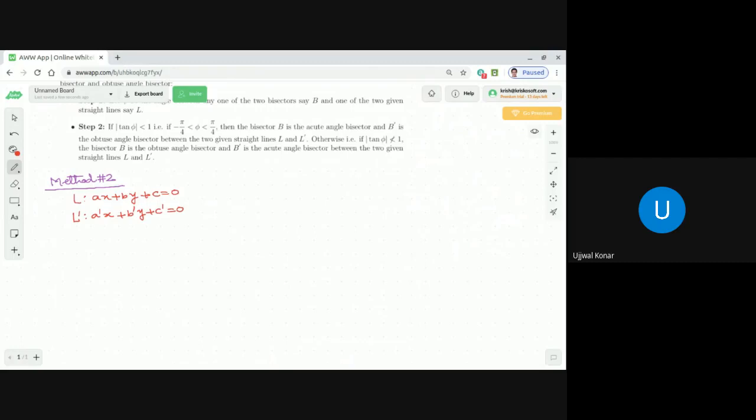So if the two straight lines are given something like this, the first straight line is 4x plus 3y minus 6 equal to 0, and the other straight line is minus 5x plus 12y plus 9 equal to 0. Let's assume that these are the two straight lines given, L and L dash.